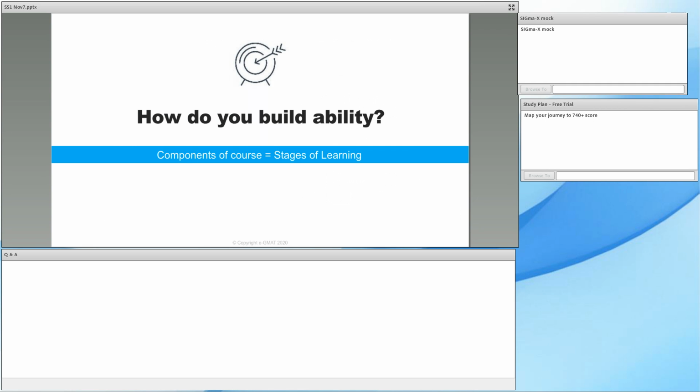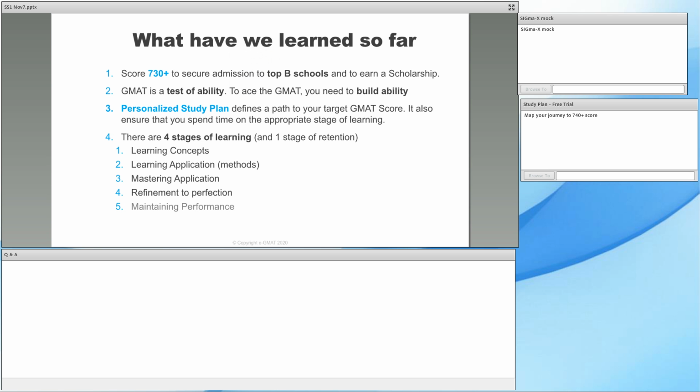Okay, so with that, let's talk about another question that many of you had, which is, how do you build ability? So what have we learned so far? What we've learned so far is a bunch of these things. You need that high GMAT score, GMAT test ability. There are these mathematical 5 ability numbers that build up your score. You need this personalized study plan. And then there are these 4 stages of learning and 1 stage of retention. And depending on what your starting scores are, you need to work on different things. If your starting ability is high, you start with mastering application and then move down over here.